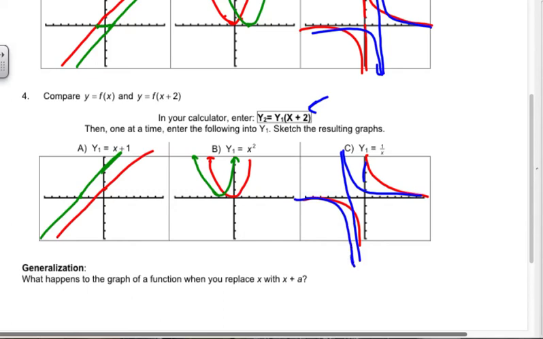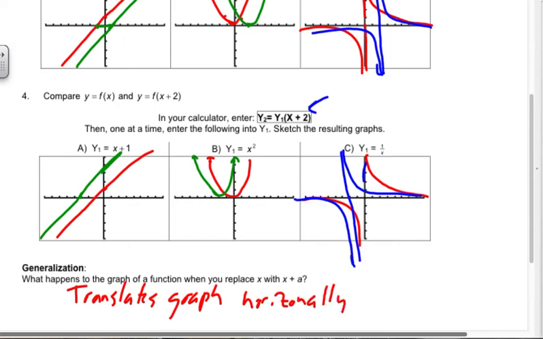So what happens to the graph when you replace x with x plus a? It translates the graph horizontally, or left and right. It moves it right when you're subtracting. It moves it left when you're adding.